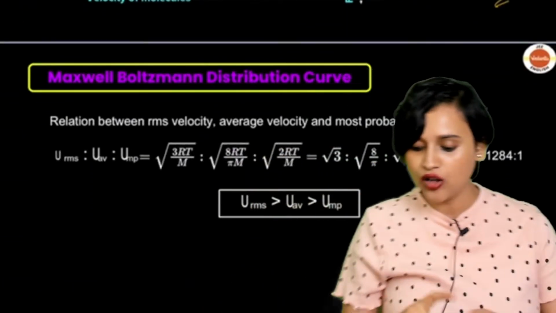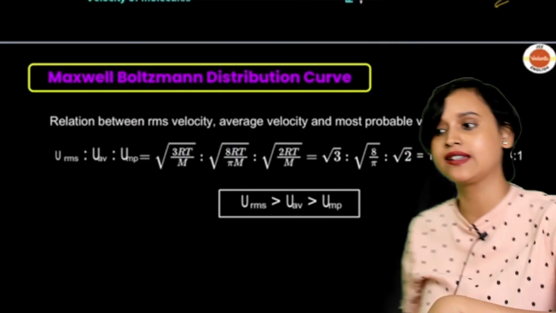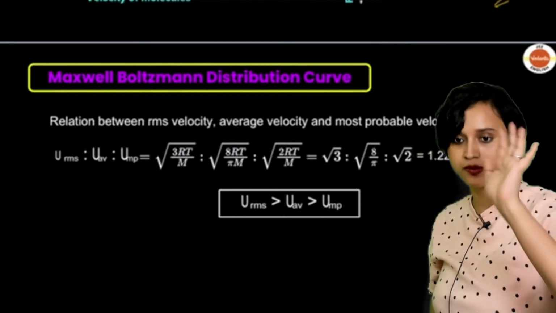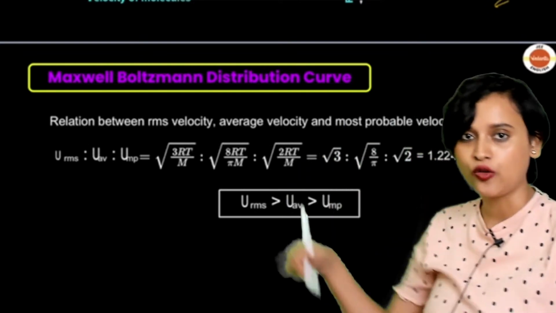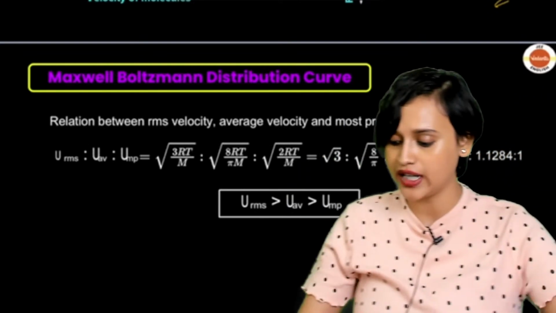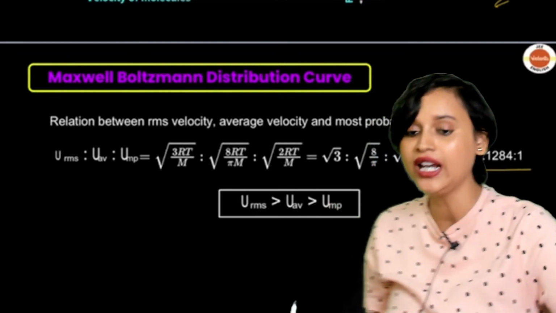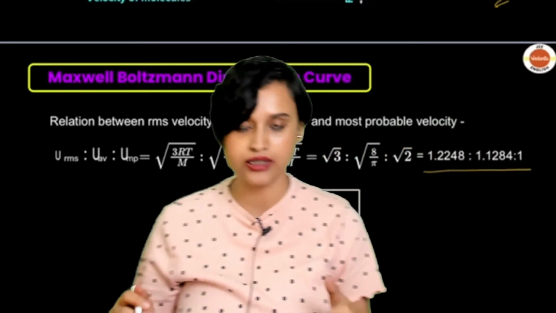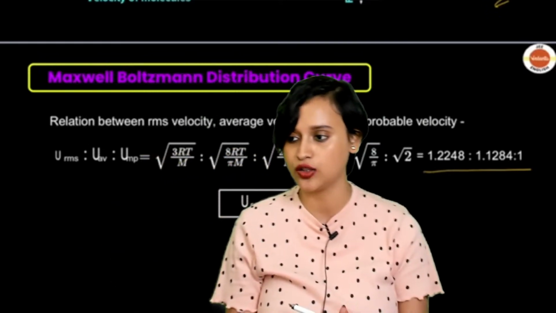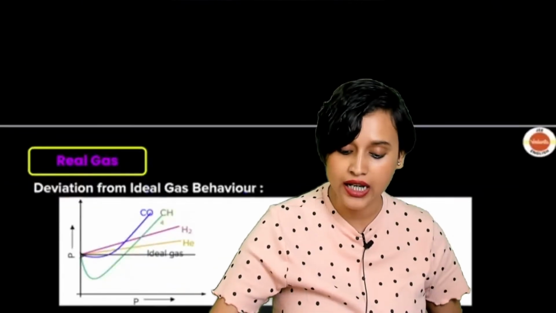Now the relation is written properly here, which I have already explained to you. The same relation, root 3, root 8 by pi and root 2, I have already explained this, but it is written here as well. It is basically given twice in this slide, and you can just have a look at it. All right, now we try to understand.